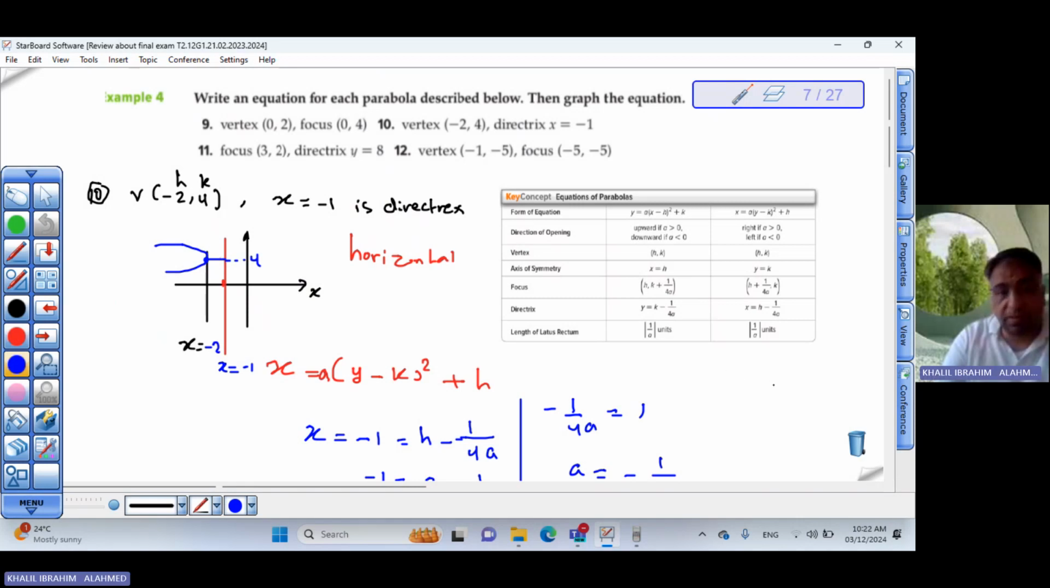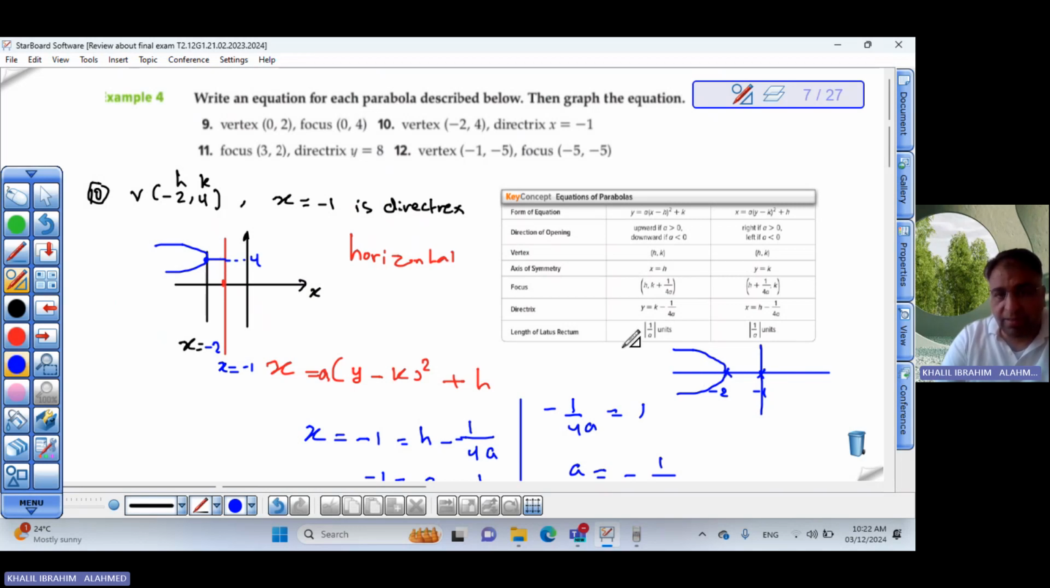Okay, let me explain this so you understand. This is the x-axis. Where is -2? -2 is here. Where is -1? -1 is here. This is the directrix. That means the directrix is always back of the parabola. The vertex is in the parabola. Okay, it is concave to the left. That's it. It's easy.